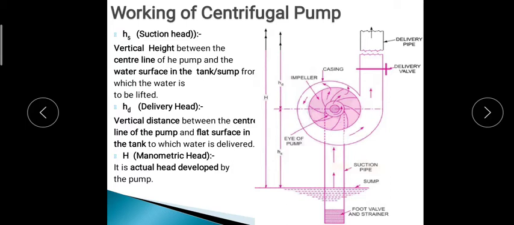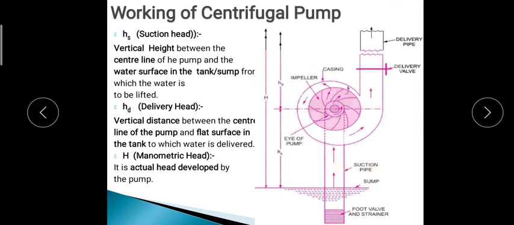Next, what is the manometric head? It is the actual head developed by the pump, from the surface of the water in the sump to the surface of the water in the delivery tank. So these are some parts and terminologies which we use in a centrifugal pump.